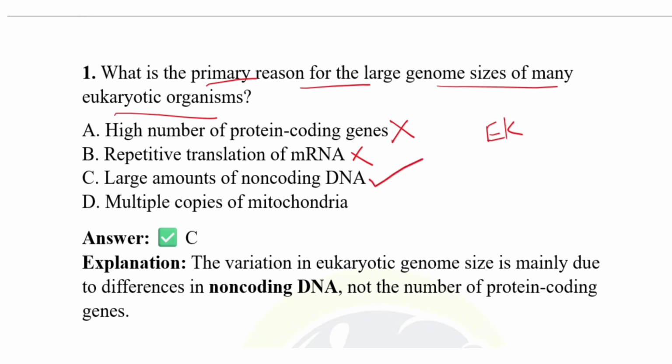Large amount of non-coding DNA. Yes, this is the right answer. Multiple copies of mitochondria? No. The variation in eukaryotic genome size is mainly due to differences in the non-coding DNA, not the number of protein coding genes. As I told, the majority of our genome is full of non-coding DNA. So this is the reason for our large genome size.